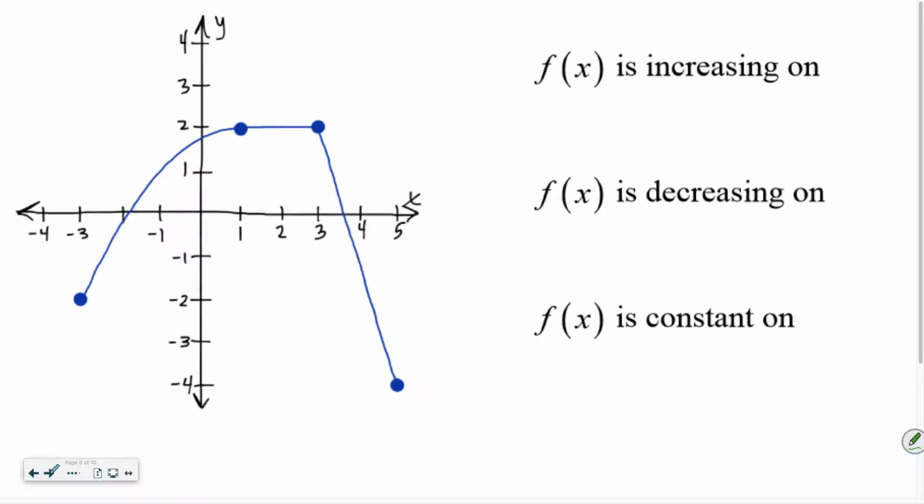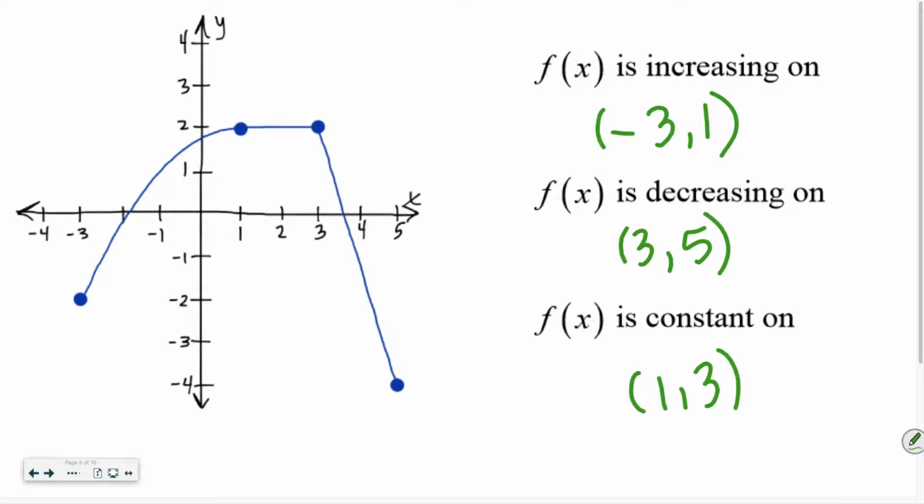Rebecca, where is f increasing? From -3 to 1. F is increasing. Okay. Maddie, where is f decreasing? From 3 to 5. Okay. And f is constant where, Andre? Constant from 1 to 3. Okay. So we have a mental picture of what's going on.